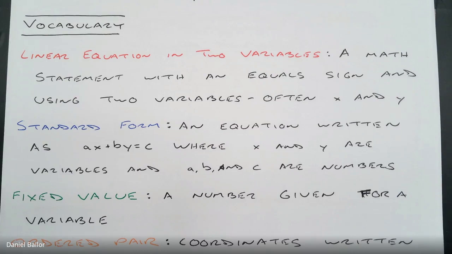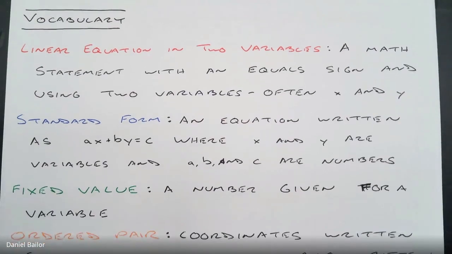But it's a math statement with an equal sign. So an equation has an equal sign. But an equation with 2 variables means that this equation uses 2 variables. Most of the time, x and y. Now, earlier in Module 4, we were doing linear equations with 1 variable, and we were just using x. Today, we're going to be doing linear equations in 2 variables, x and y. So linear equations and linear equations in 2 variables are pretty similar. The only difference is in 2 variables, we have y in there also.